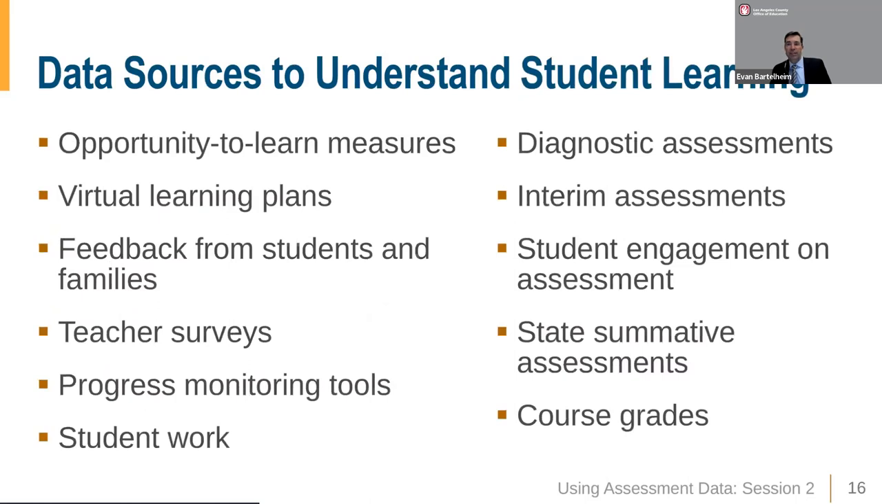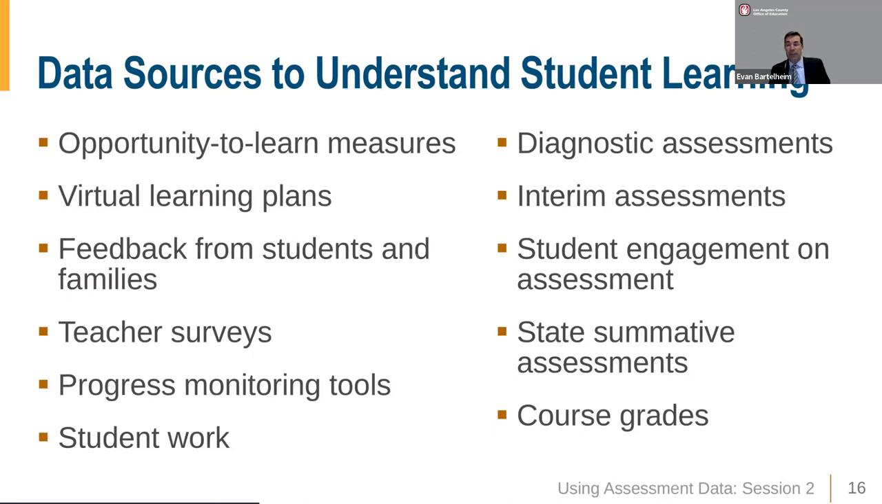So what are some of the data sources that you should be using for student learning? These are just a few of the examples to provide a more full picture of student learning, the opportunity to learn measures. I think these fall into the priority one basics of the state priority areas, things like qualified teachers, clean and safe facilities, up-to-date books and standards aligned materials, high quality coursework, now high-speed internet at home if you have students still learning remotely, and school conditions that provide all students with fair and equal opportunity to learn. Virtual learning plans, feedback from students and families.